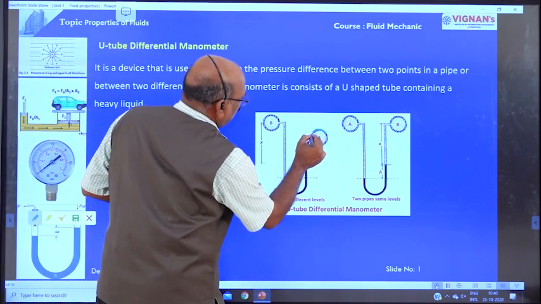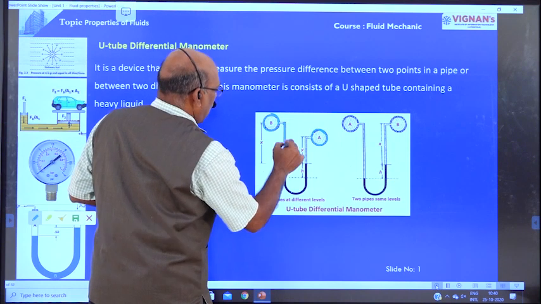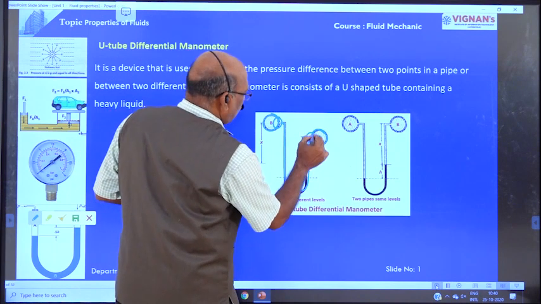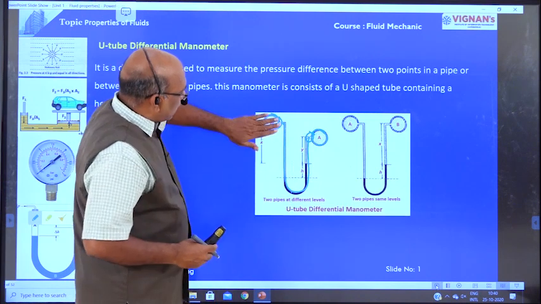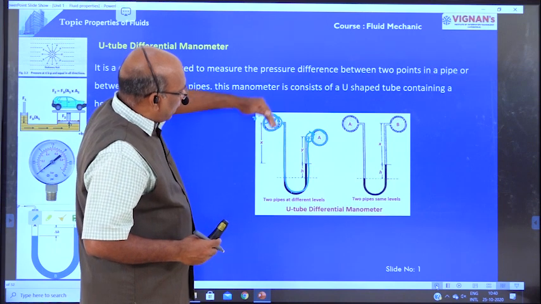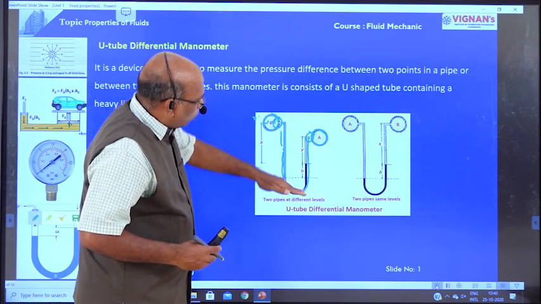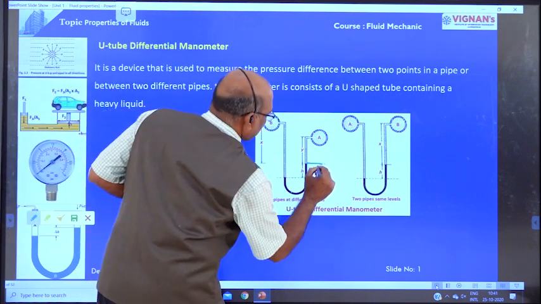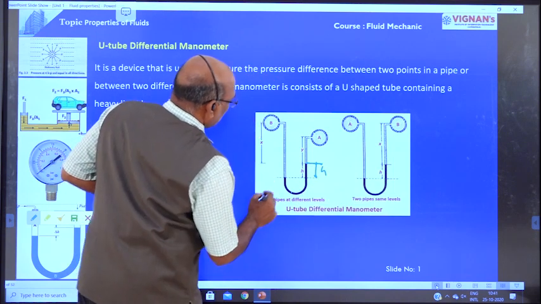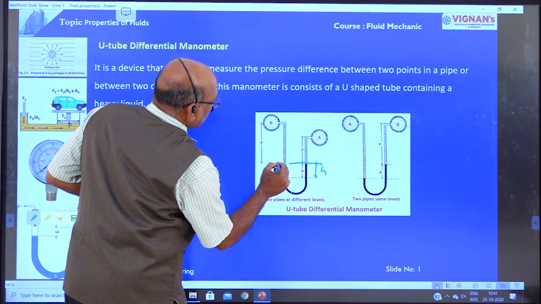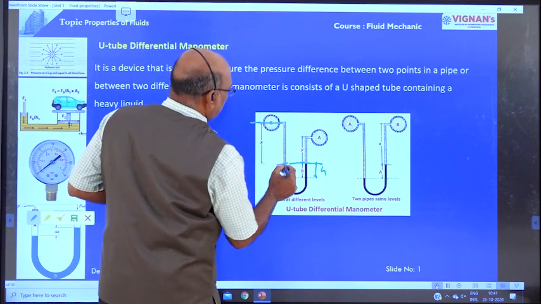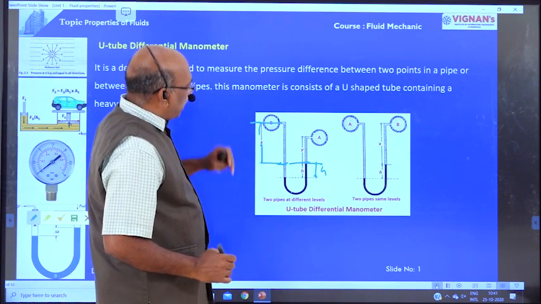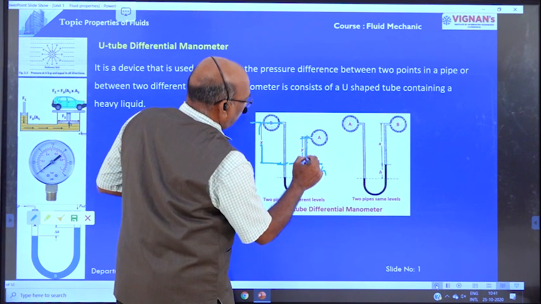Now, this is one pipeline. This is another pipeline. Here we also have one U-tube. One end of the U-tube is connected here, and another end of the U-tube is connected here. Because of the high pressure in pipe B, the manometer liquid, the heavy liquid, moves towards this side. H is the depth of heavy liquid. So this is the level, from the center line of the pipe to the top of the mercury level. H is the liquid level of pipe B. Y is the liquid level of pipe A.